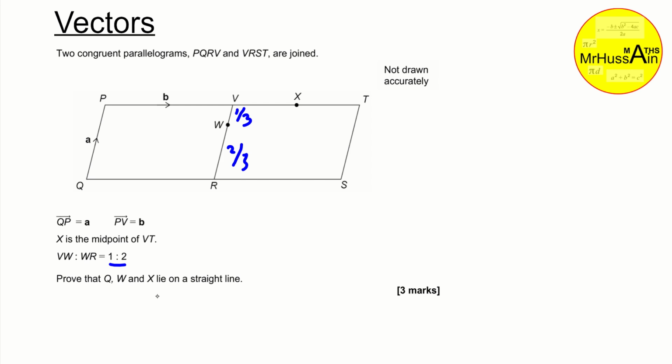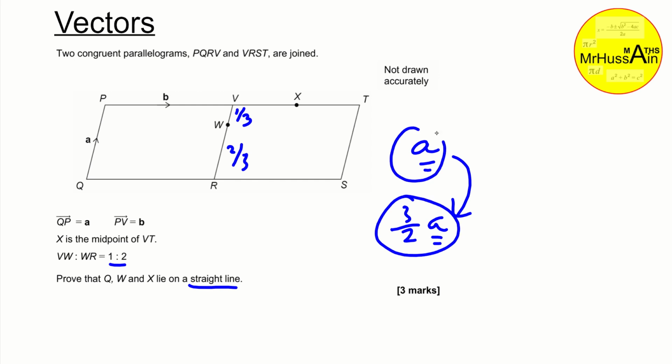Now, to prove something lies on a straight line, or to prove that two lines are parallel, you just need to prove one vector is a multiple of another. For example, if one vector is 2A and the other vector is 3A, because they contain the same letter, you have proved that this is a multiple of this by 1.5. And therefore, they're either on a straight line or they are parallel.